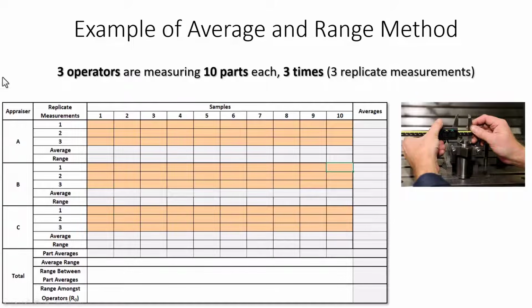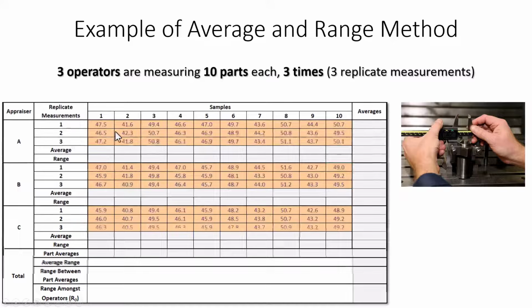We've got 3 operators, 10 parts, 3 times. We give them the parts. We monitor their measurements, whatever. We train them on the measurement. We've got these calipers. We're measuring a diameter. And essentially, all the operators do themselves is fill out these little orange cells here, okay? That's the data entry portion. Everything else about the spreadsheet is a calculation.